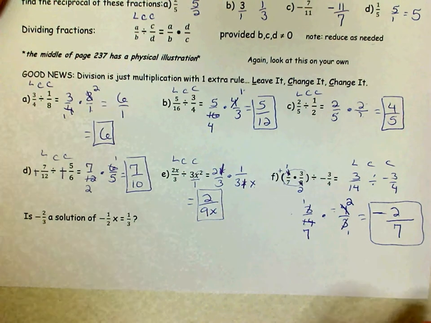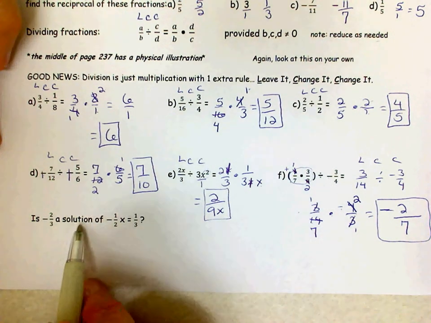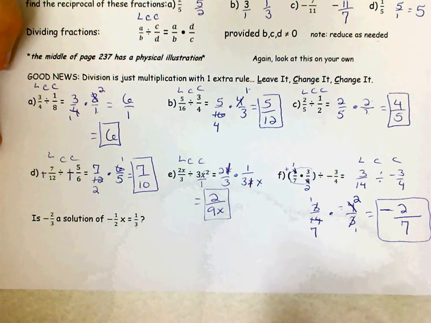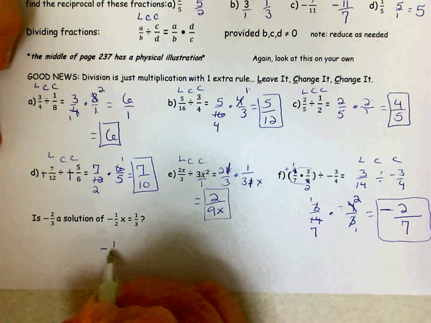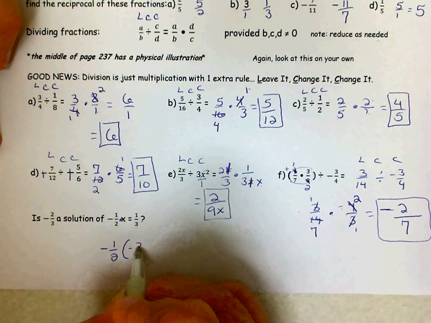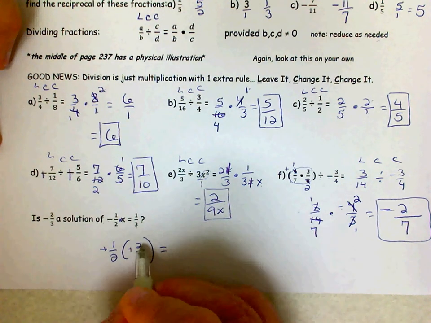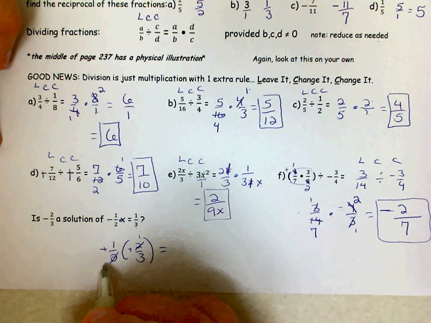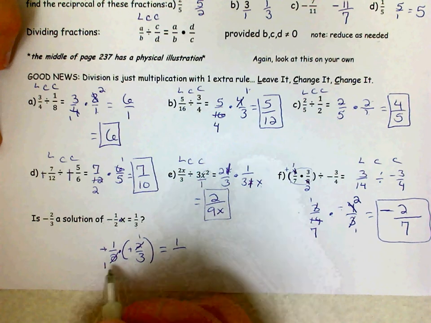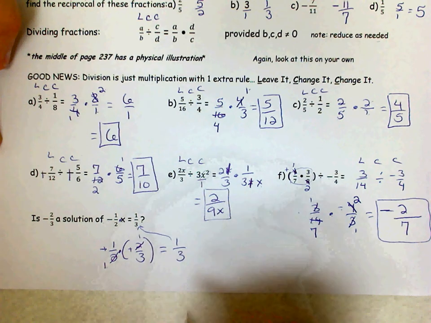Now, is negative 2/3 a solution of negative 1/2 x equals 1/3? Well, we take negative 1/2, and this says times a negative 2/3. A negative kills a negative. 2 goes into 2 once, and 2 goes into 2 once. And 1 times 1 is 1. And 1 times 3 is 3. So 1/3 is 1/3. So that answer is yes.